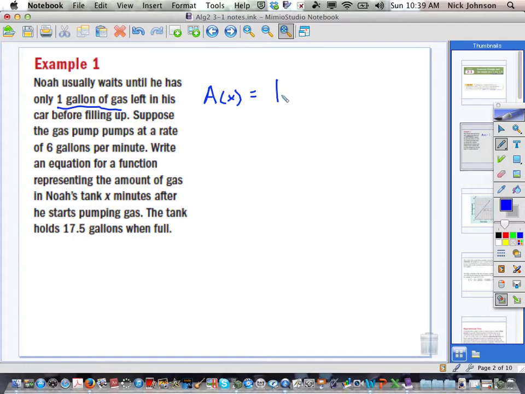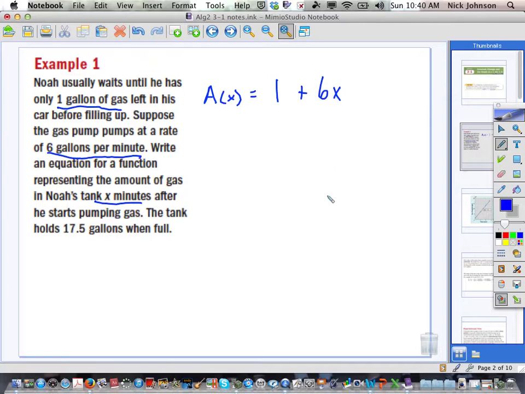So he has 1 gallon of gas, and he is pumping gas at a rate of 6 gallons per minute. Remember, rate is the same thing as your slope. So when we're looking at mx plus b, here's b, my y-intercept is 1, plus, since he's pumping gas in, it's plus 6 gallons per minute. How do we say 6 gallons per minute? Well, x is our minutes. So 6 gallons per minute is 6x.